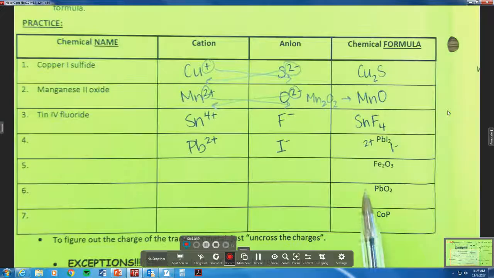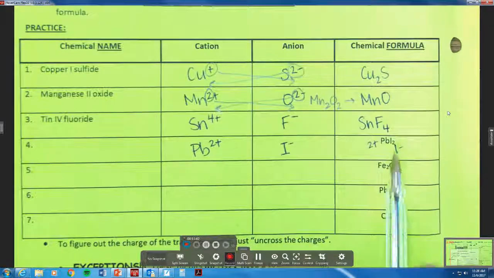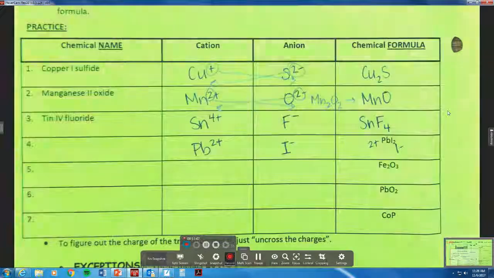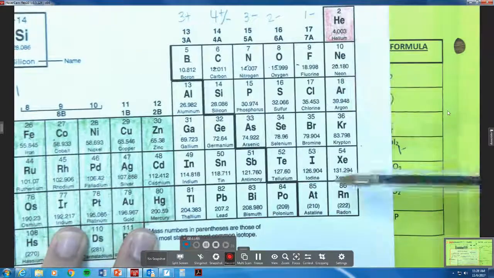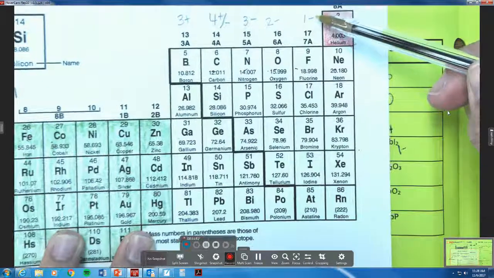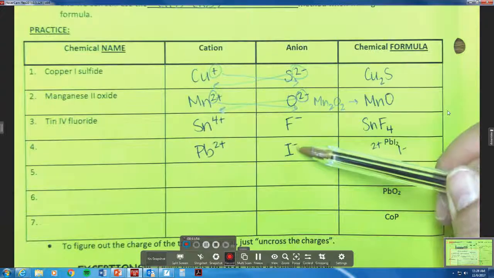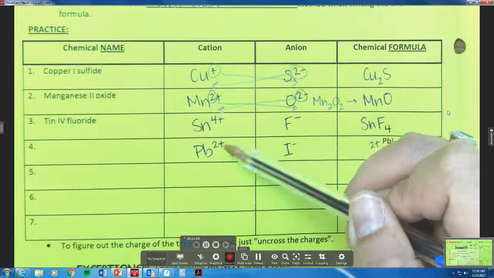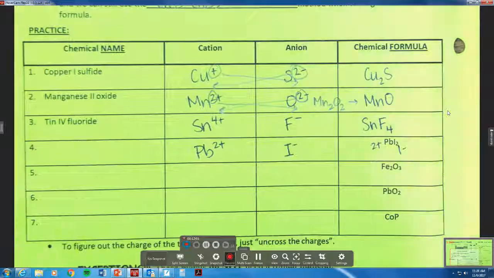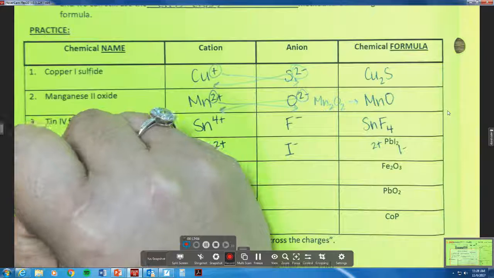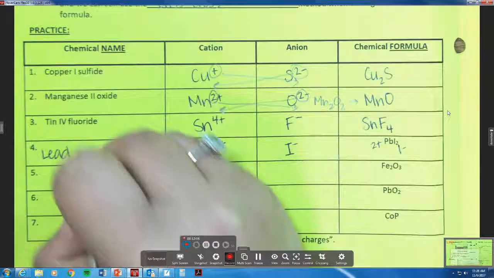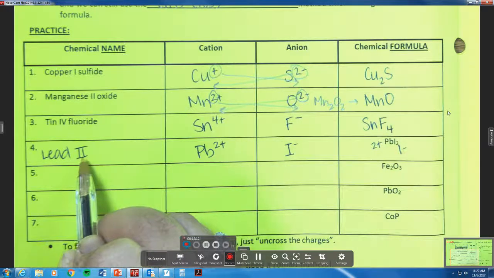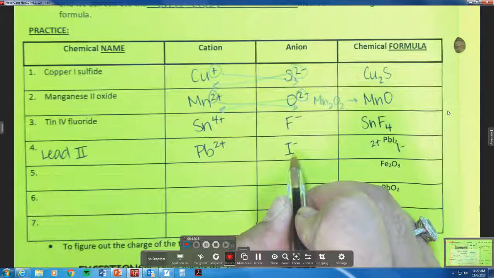Okay, so let's keep going. Let's do a few more examples and you'll see in just a second. So we know that iodine has a negative 1 charge, right? If we look, does iodine have a negative 1 charge? Yes. So my charge for iodine is correct. Then I know my charge for lead is also correct. So the name is going to be lead 2, because it's a transition metal, so it needs that Roman numeral: lead 2 iodide.